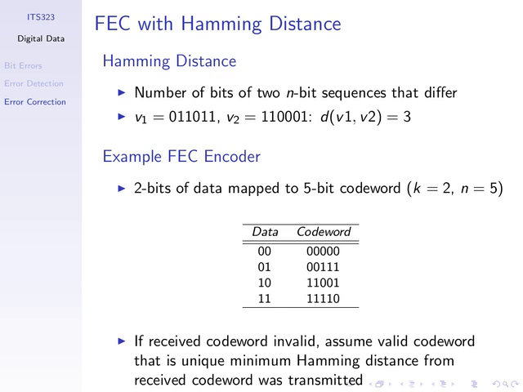A summary of what happens at the receiver is here. If the received code word is invalid, assume the valid code word that is the unique minimum Hamming distance from the received one was transmitted. That's what we did here. Find the closest valid code word to this. The closeness is measured in the Hamming distance. We found this code word to be the closest, therefore assume that was transmitted and assume that's the corresponding data.